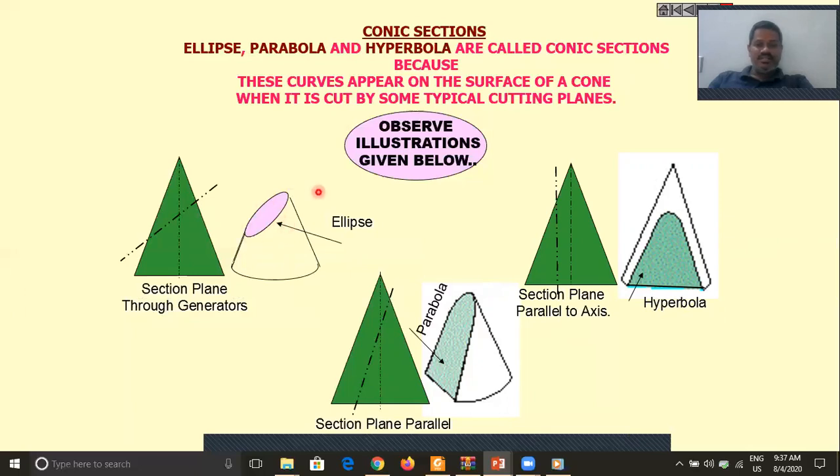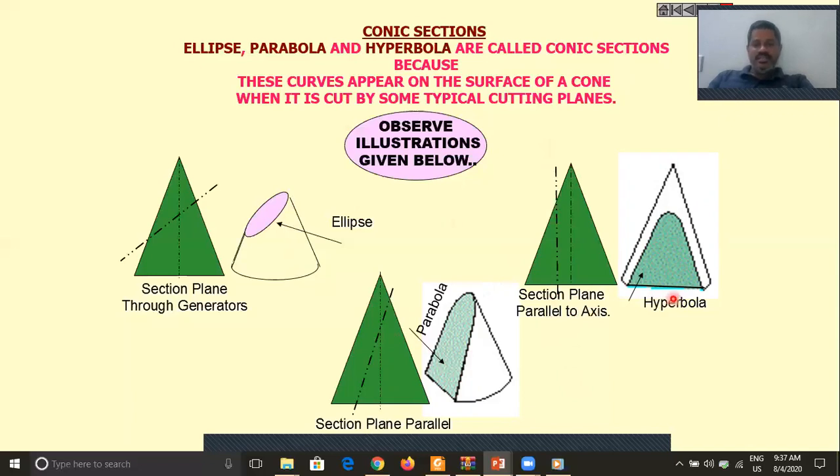Now you can see here. When the section plane passes through the two generators, the shape that we get is an ellipse. When the section plane is parallel to one of the generators, the shape that we get is a parabola. When the section plane is parallel to the axis of the cone, then we get a shape that is called a hyperbola.